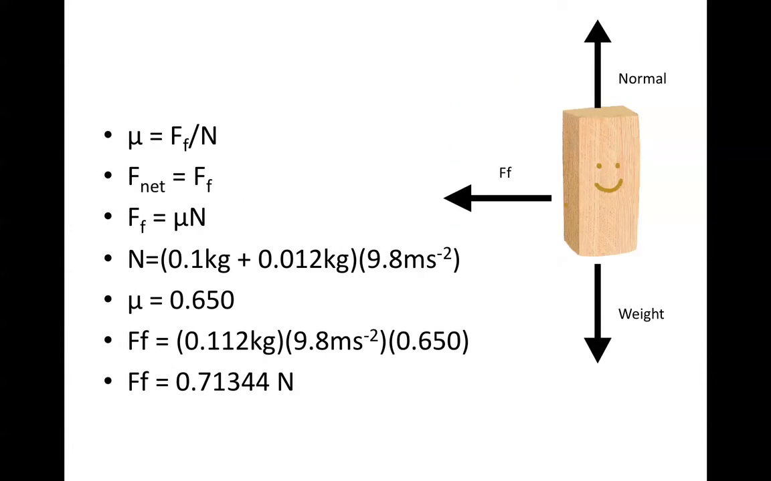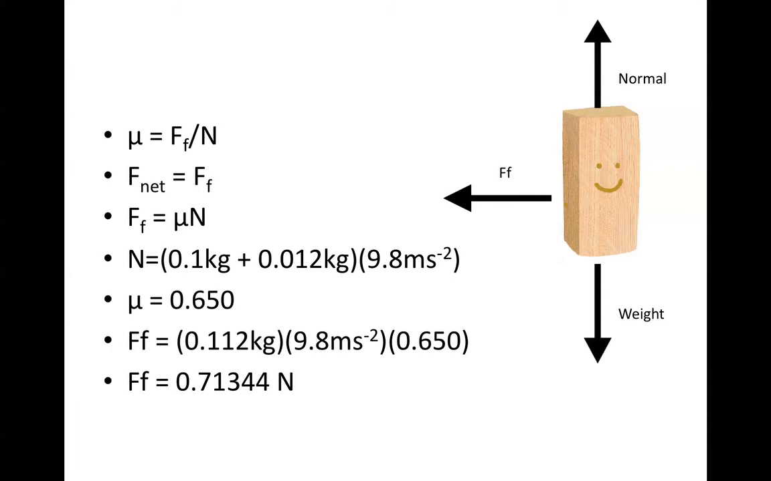We can start by drawing a force diagram for the block after impact. There are three forces: weight, the normal, and the force of friction acting on the block. The net force acting on the block is equal to the force of friction. We can use the equation coefficient of friction equals the force of friction over the normal force and rewrite it to solve for force of friction. The normal on the block is going to be equal to the mass of the block times gravity.